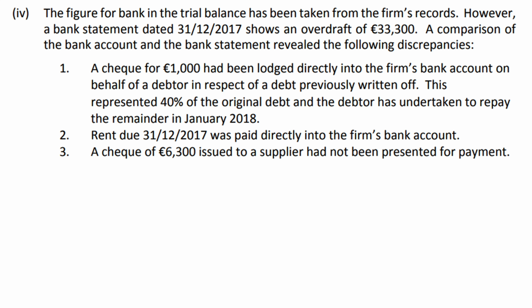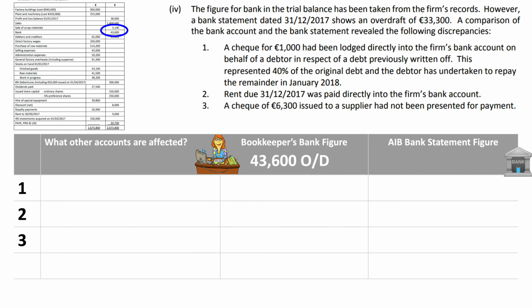So let's take a look at what we need to do here. So we've got 43,600 in the overdraft there. Then we've got 33,300 in the AIB bank statement. And so we need to get them to equal.